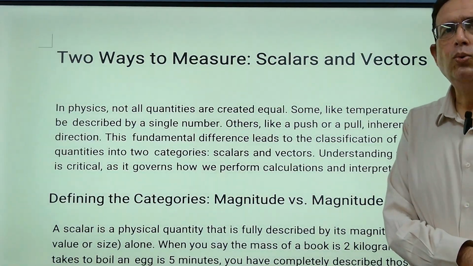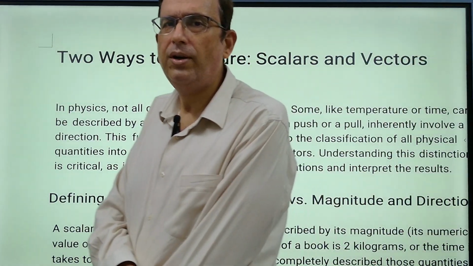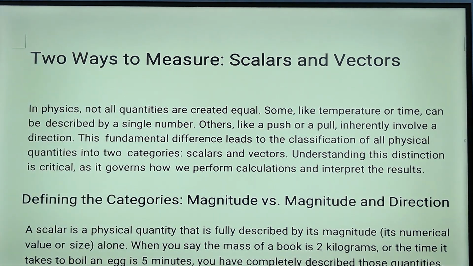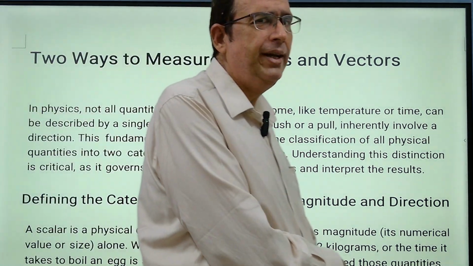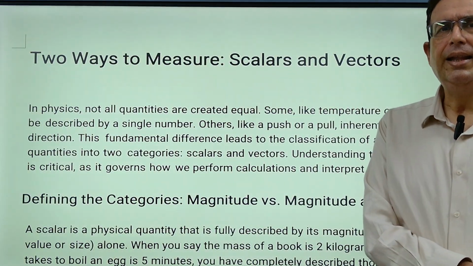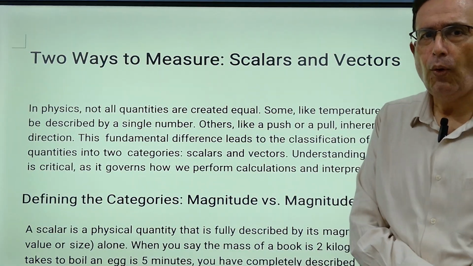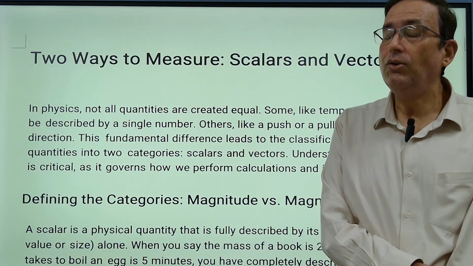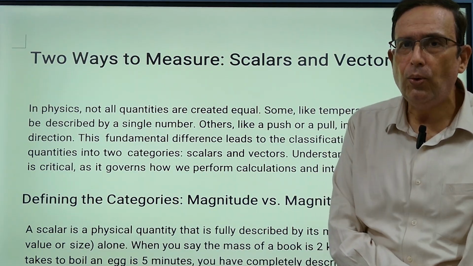Now let us talk about two different quantities which are called scalars and vectors. So in the physical world, there are two quantities that we always think about, and they are the scalars and the vectors. So what is a scalar? A scalar is a quantity that has only magnitude but no direction.